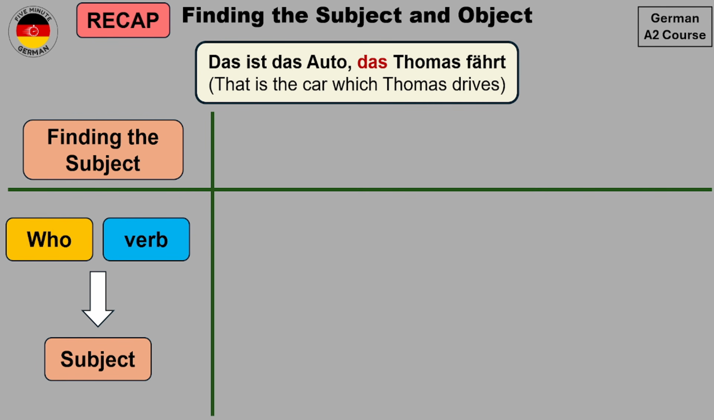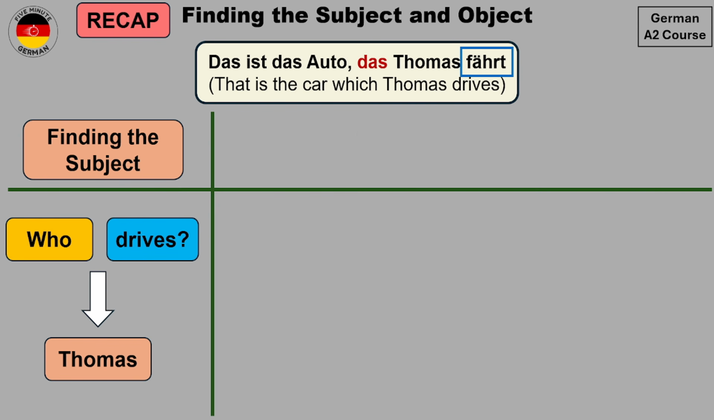So in the example that we have above, we see that fährt is the verb in the Relativsatz, which means drives in English. So I can replace the verb with drives over here. So the question becomes: who drives? And the answer to this is Thomas. So Thomas will be our subject because he is the one who is performing the action of driving.